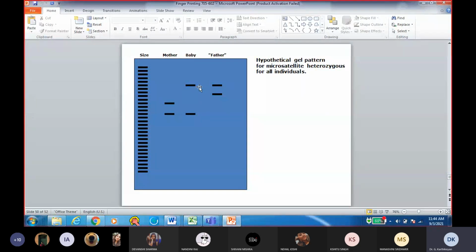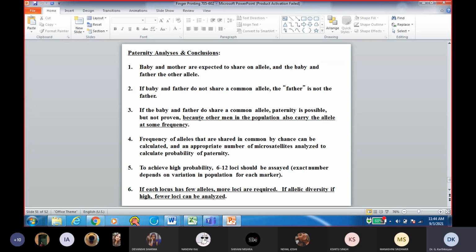If you see, in this case, only one band matches, right? So the baby got this particular repeat from this chromosome, and the baby got this particular repeat from the mother in this chromosome. Okay. So if the baby and the father do not share a common allele, then the father is probably not the father of the baby. This is typically the case when people are getting married, divorced, then getting remarried. Many of those complications.